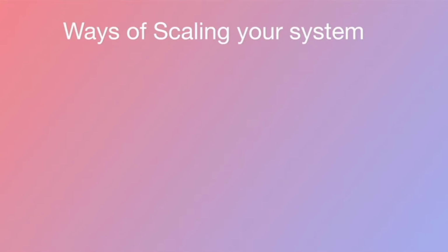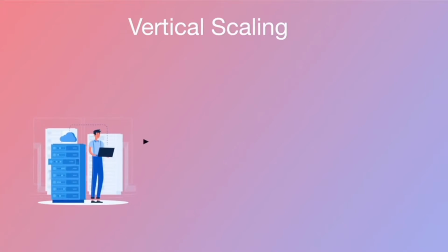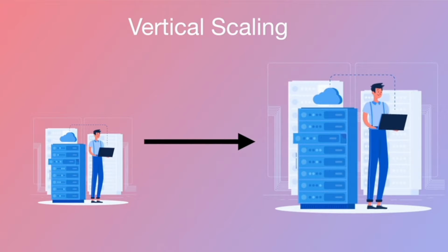So what are the ways of scaling our system? We have vertical scaling and horizontal scaling. So what is vertical scaling? Vertical scaling means that we increase the resources that are available to our service. It generally means buying a bigger and costlier machine and providing extra RAM and CPU cores to our service.